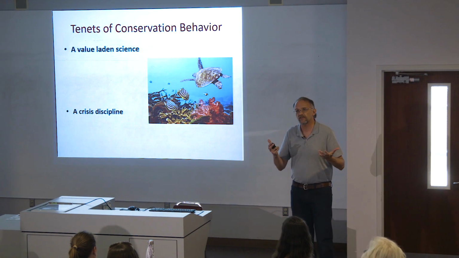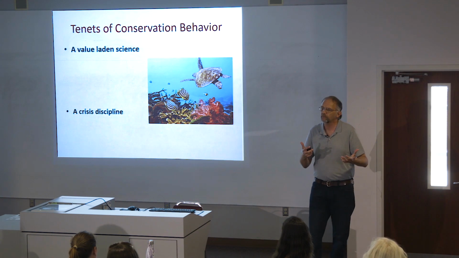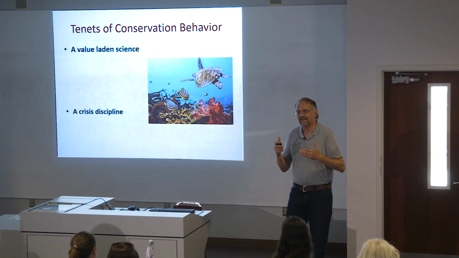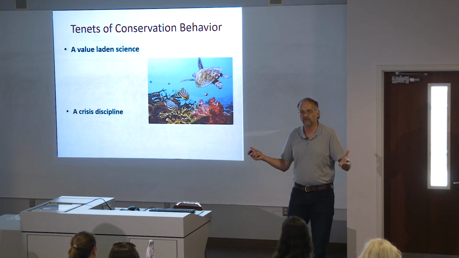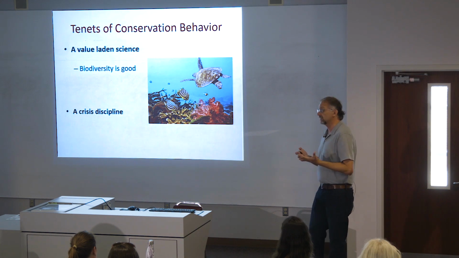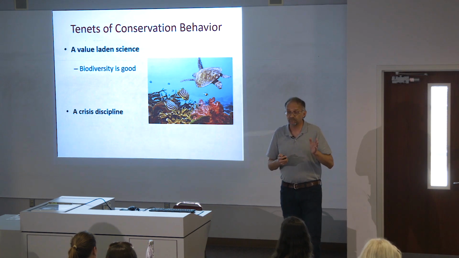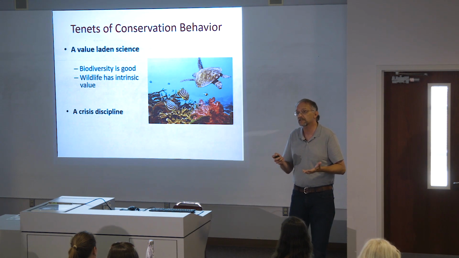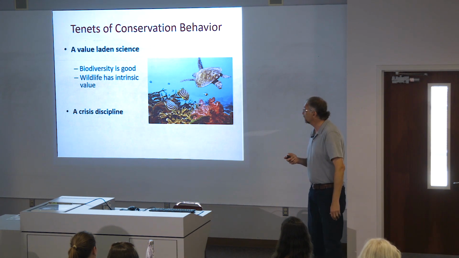We haven't talked about this much in the sort of history of conservation behavior, but conservation behavior subscribes to the same tenets as conservation biology as a whole. And that is that we believe that biodiversity is good, that wild species have an intrinsic value and a right to exist, and therefore extinction is bad.